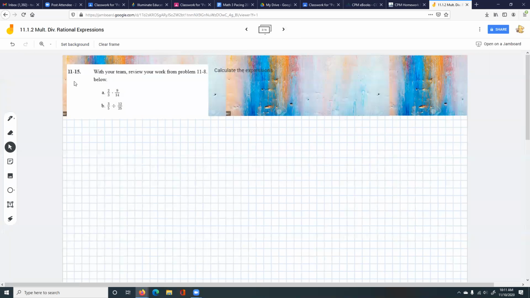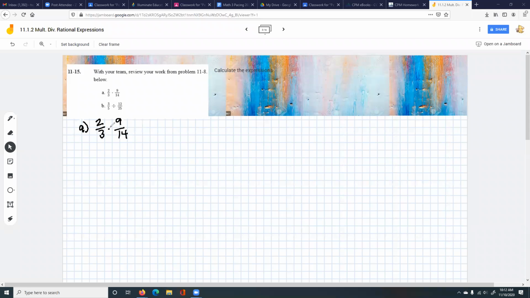Here we go. So number 15 says, let's review multiplying two fractions and dividing two fractions, because this is going to help us with the rest of the work. Okay, so let's start with A here. 15A says 2/3 times 9/14, right? So basic multiplication of fractions.